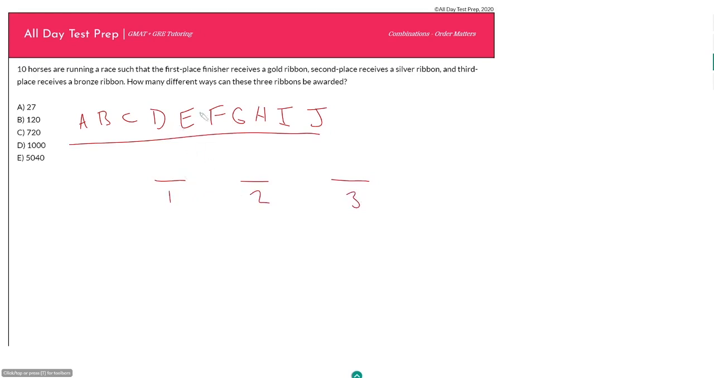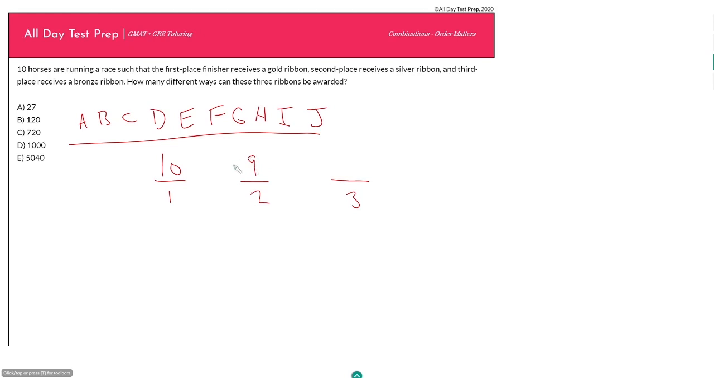So how many options do I have for who can finish in first place? Well, I can choose any of my horses, right? So I should have 10 options here. Now, once a horse is chosen for first place, it could be any of the horses, but once one of those horses is chosen, how many options are remaining for second place? Well, you should only have 9 options left.